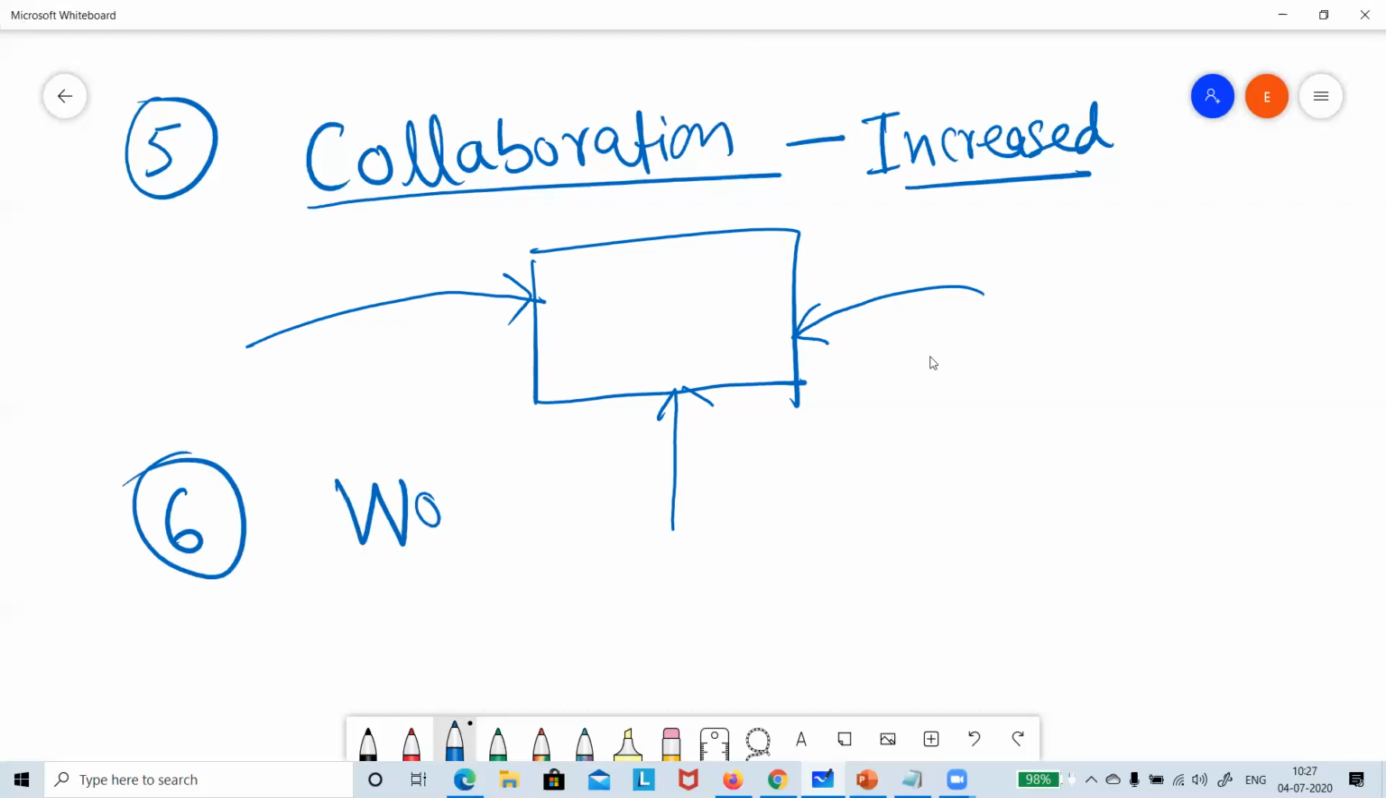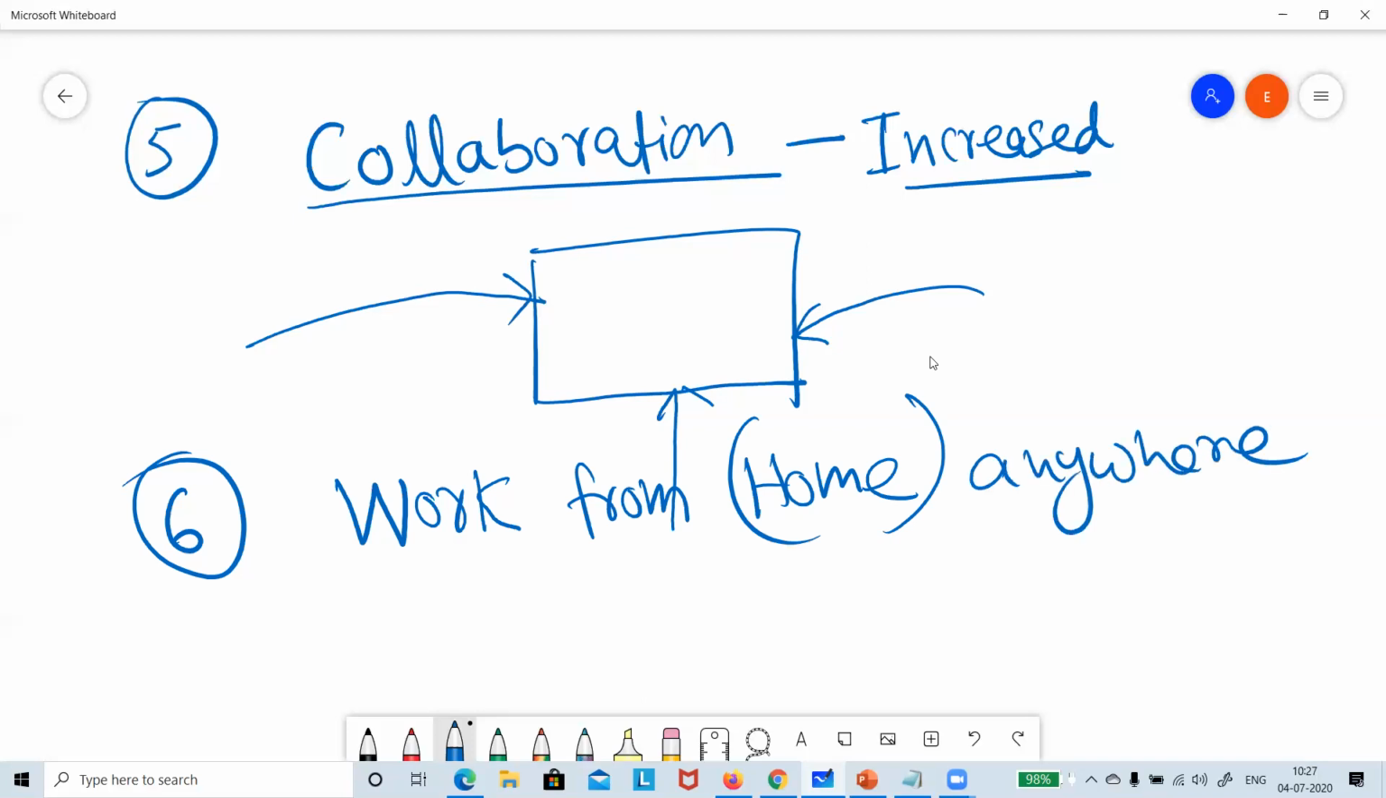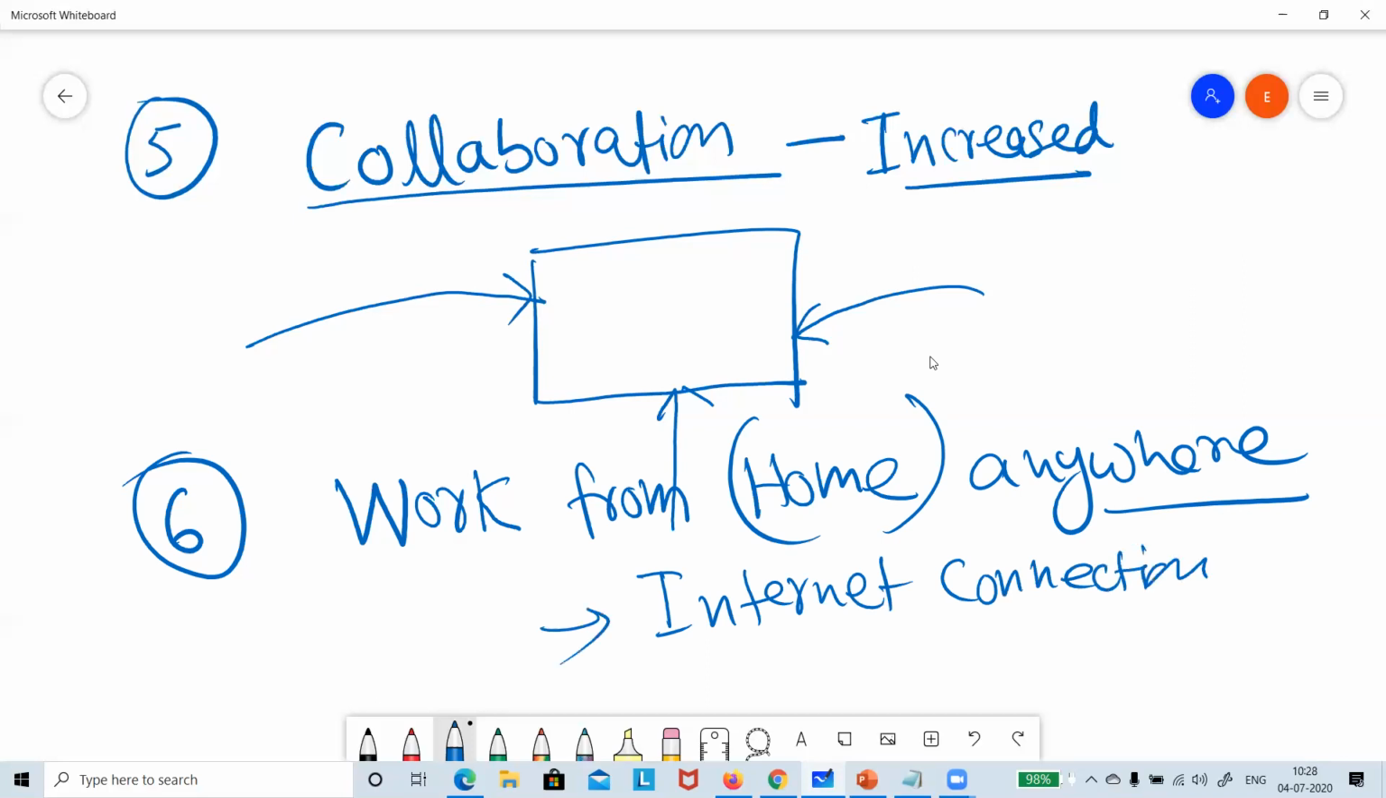So I would say something. Can I say work from home? Is it making sense? Especially in today's scenario, correct? So I intend to say work from anywhere. You can work from anywhere. What do you need? An internet connection. That's it. You just need an internet connection. You work from anywhere, it doesn't matter. You don't have to go to the office, or maybe you don't have to go to some other city.